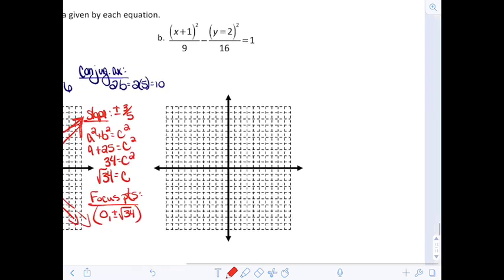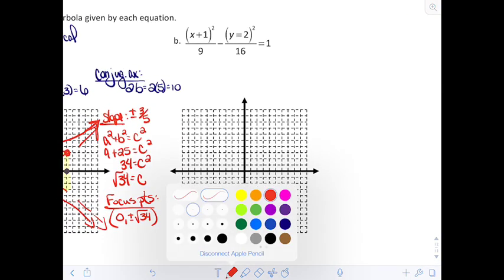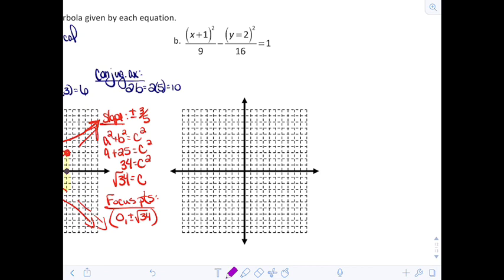All right, let's look at B. We're going to graph this one. We have x plus 1 all squared over 9 minus y, this should be a plus 2 all squared over 16 equals 1. So my a squared is 9, always coming first in a hyperbola, and this is b squared. So b is 4, and a is 3. My center is going to be -1, -2, and let's find my transverse axis.